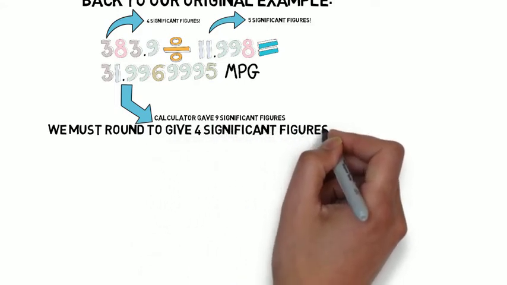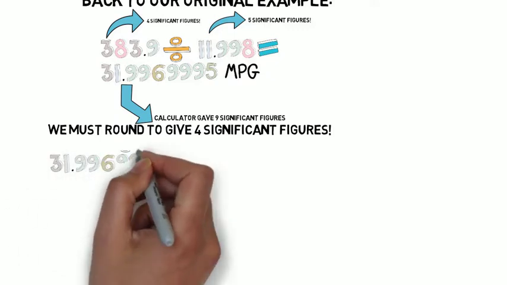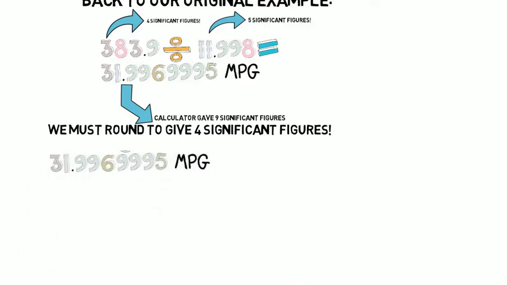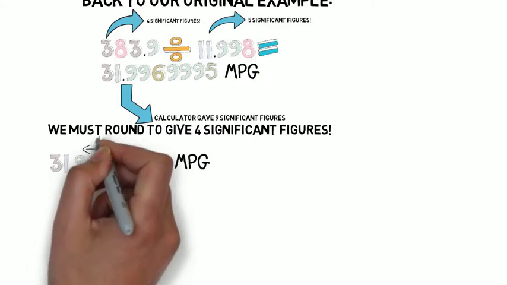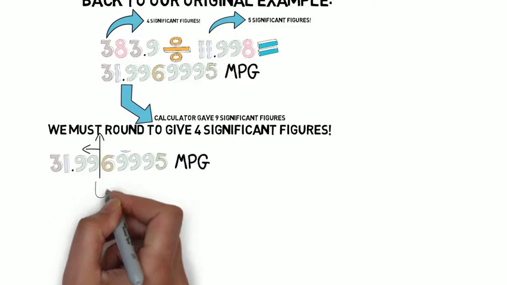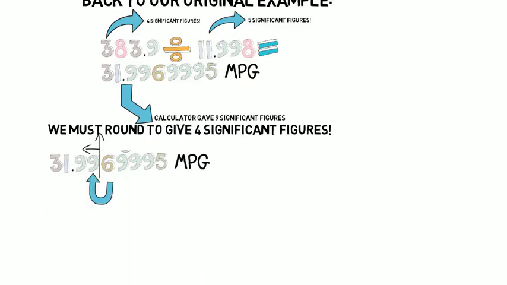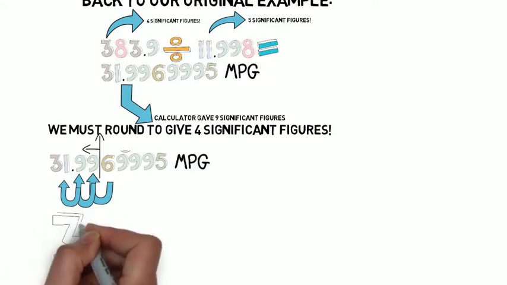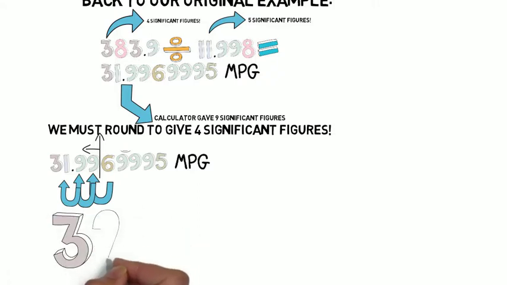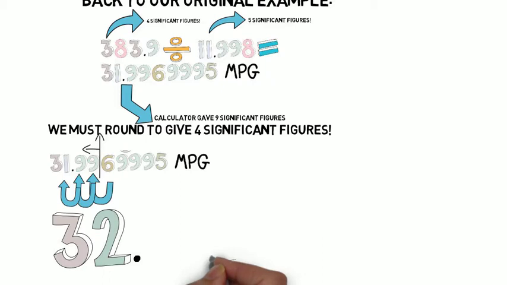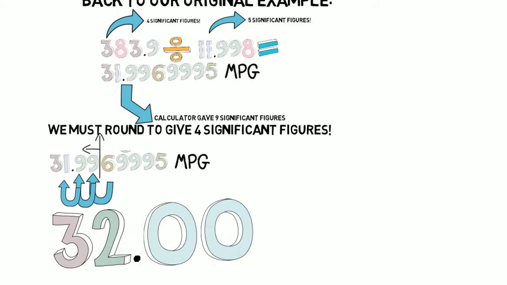So you might want to, at this point, see if you can figure out what the answer should be. Here's our number that our calculator gave us. We want 4 significant figures. The first 4 significant figures are the 3, the 1, the 9, and the 9. Immediately after the 9, we have a 6, which is more than 5. That is going to cause that 9 to round up, which is going to cause the next 9 to round up, which is going to cause the 1 to round up. So our final answer is going to be 32.00 miles per gallon. Again, we want 4 significant figures in our answer. And that decimal point there makes those last 2 zeros significant. Keep in mind, you don't want fewer significant figures than you should have.